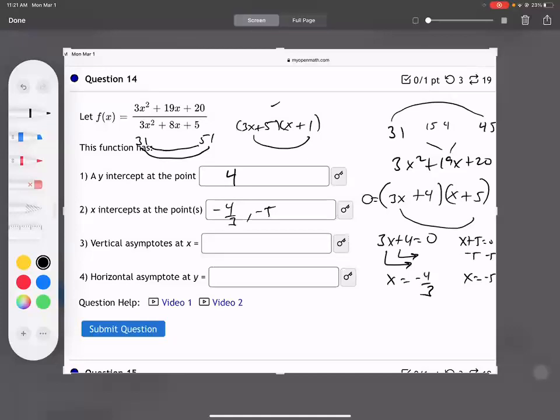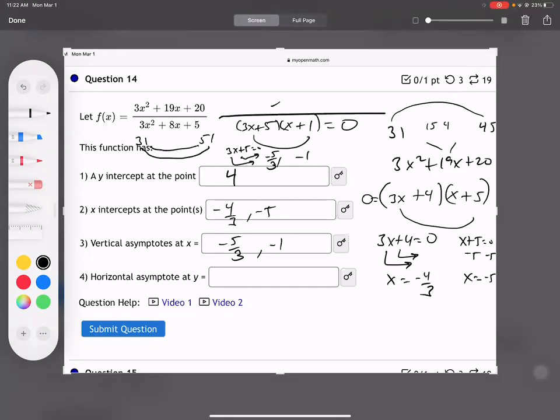Plus, plus. The vertical asymptotes are when the denominator goes to 0. The denominator goes to 0 at negative 1, and 3x plus 5 is equal to 0. Move the 5, move the 3, negative 5 over 3. Negative 5 over 3, negative 1. So this is a skill that we worked on before. When does the denominator go to 0?